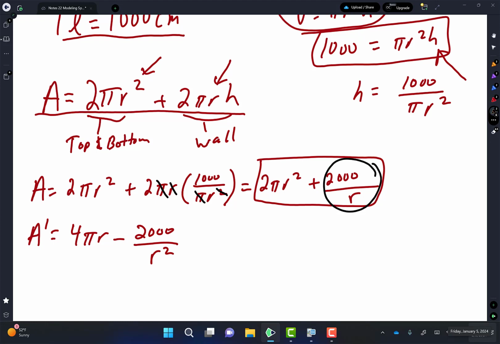Okay, I'll do a side note. 2000 r to the negative 1. So when you take the derivative, negative 2000 r to the negative 2. So that's where the r squared comes from. Okay. Are we okay right now?